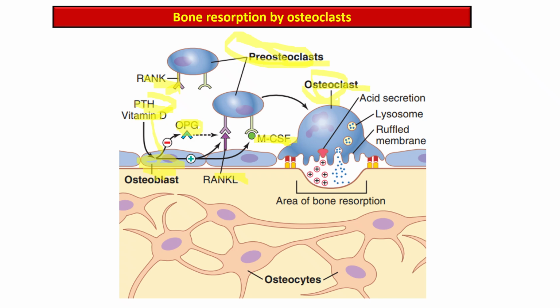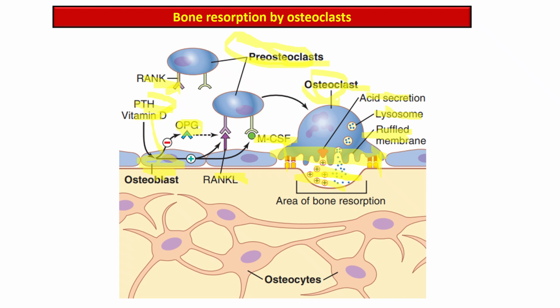The mature osteoclast develops a ruffled border, this highly convoluted or projected border, which is formed at the bone surface, and it secretes acid and also lysosomal enzymes. Acid dissolves the mineralized bone while the lysosomal enzymes digest the organic matrix. This creates the area of bone resorption. There is a tight seal to stop the spillage of these enzymes, and within this tight seal, this area of bone resorption is developed.